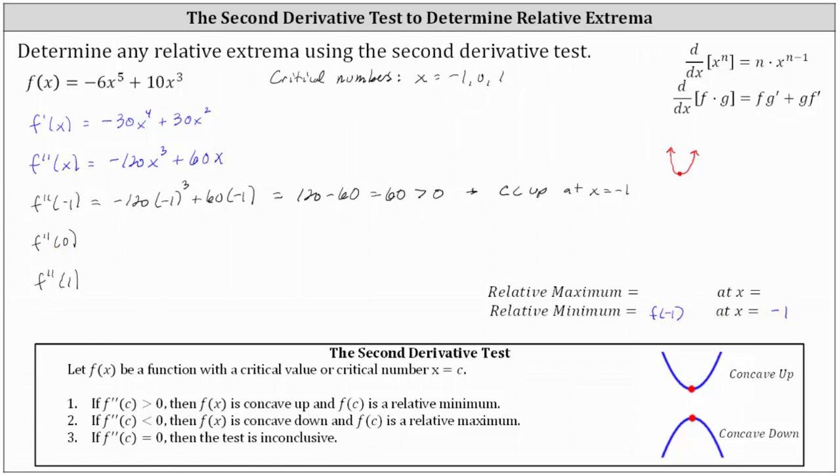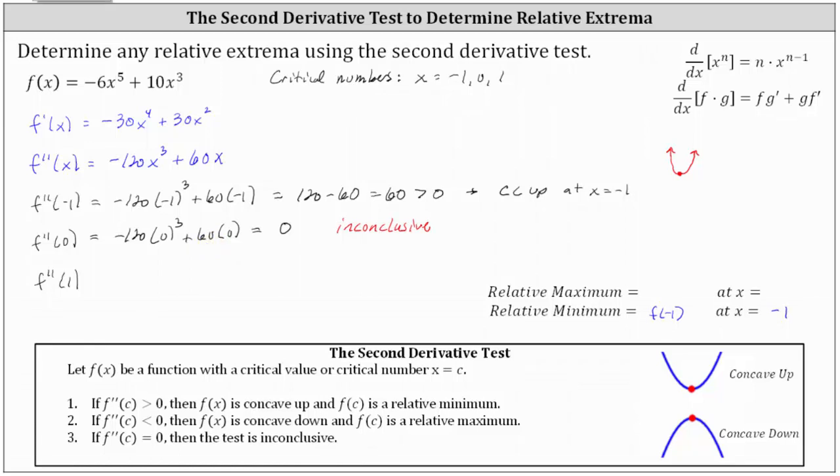And now let's determine the sign of f double prime of 0, which is negative 120 times the cube of 0 plus 60 times 0. Well, this results in 0, and therefore the second derivative test is inconclusive. Which means we'll have to determine whether we have a relative extrema at x equals 0 by analyzing the graph or using the first derivative test.